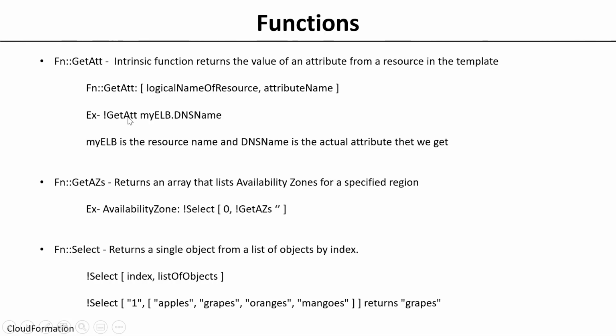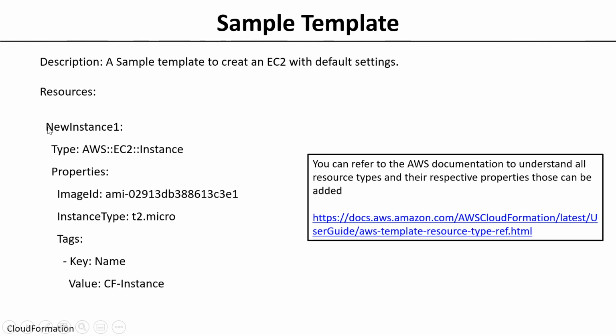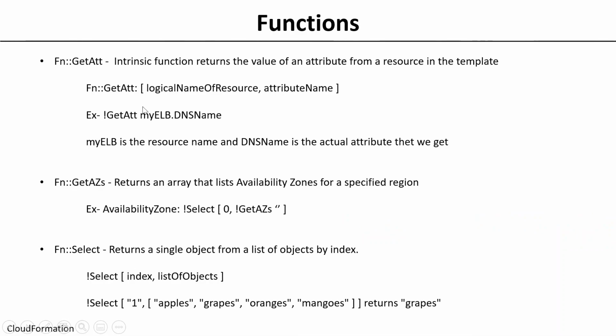So with this mark, if we say !GetAtt MyELB, which is the resource that has been created, dot DNSName, it returns the DNS name of this ELB that has been created. So where do you write MyELB? MyELB is nothing but this. Instead of NewInstance1, you will write it as MyELB, and then you will say Type AWS::EC2, then it is an ELB, and whatever properties you want to mention with that. So that MyELB's DNS name will be written, which maybe you can give as an output. You really want to see the output as what is the DNS name that it creates for the ELB, and you can get it like that.